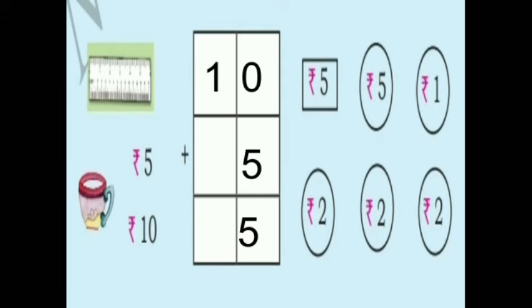Next we should add the tens place digits. In tens place we have only 1. So we should write 1 in tens place. Therefore 10 plus 5 is equals to 15.